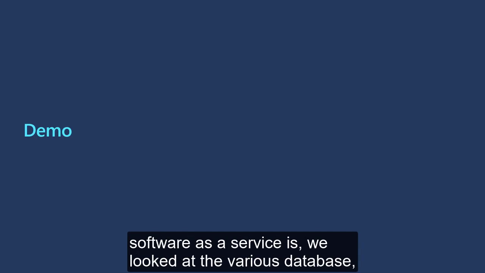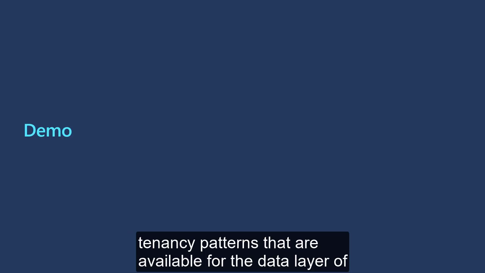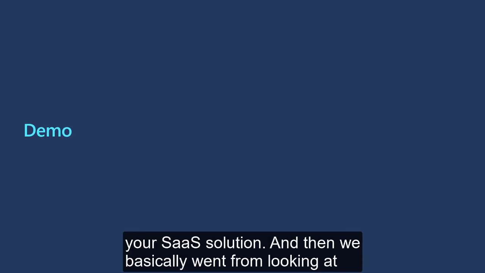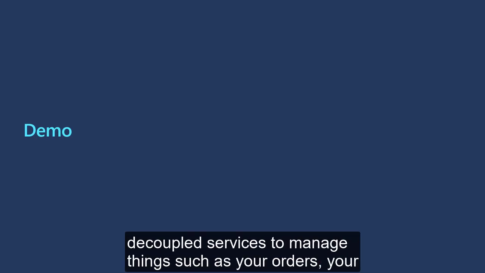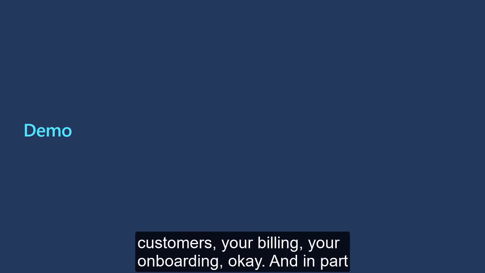In parts 1 through 4, we looked at software as a service from a high level. We discussed an overview of what software as a service is. We looked at the various database tenancy patterns that are available for the data layer of your SaaS solution. And then we went from looking at that data layer to understanding how this would all look within a microservice architecture with various decoupled services to manage things such as your orders, your customers, your billing, your onboarding.